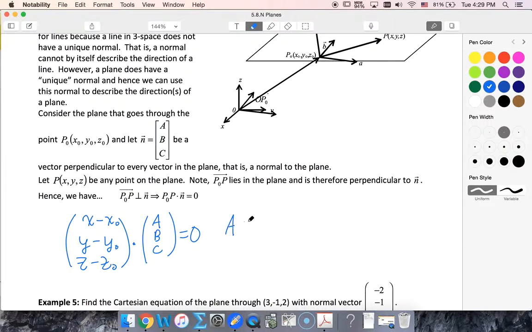This leads me to ax plus by plus cz minus ax naught plus by naught plus cz naught equals 0. So in 3D space, if I have ax plus by plus cz plus some constant d, that gives me the equation of a plane.